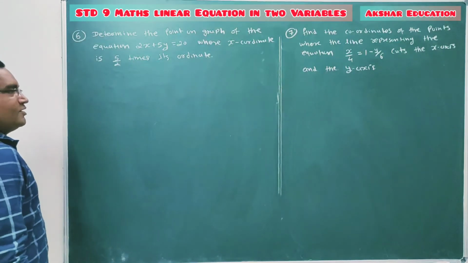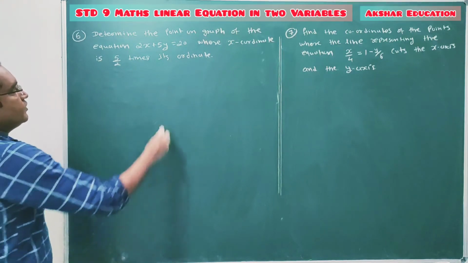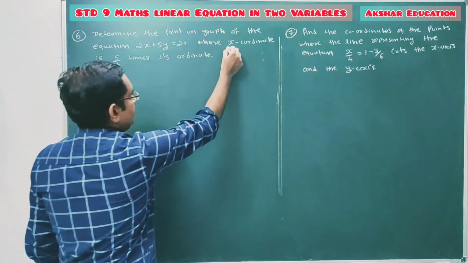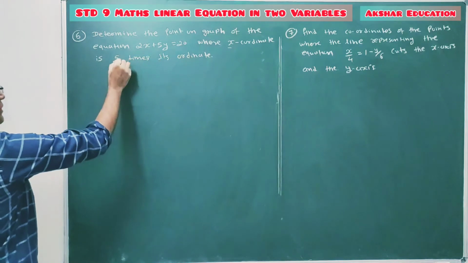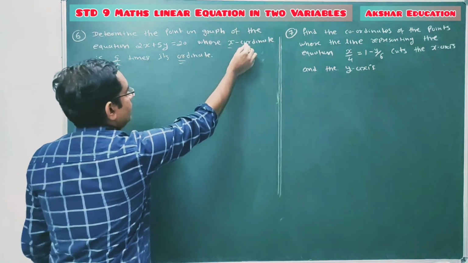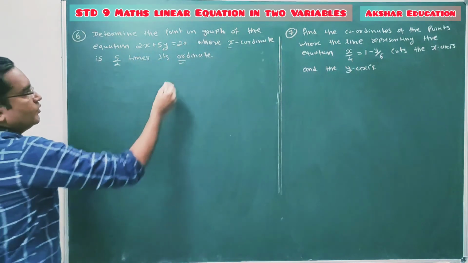Okay, now consider this question number 6. Here the question is: determine the point on the graph of the equation 2x plus 5y equal to 20 where the x coordinate is 5 by 2 times its ordinate. What we are given is that the x coordinate is 5 by 2 times its ordinate. So what is ordinate?